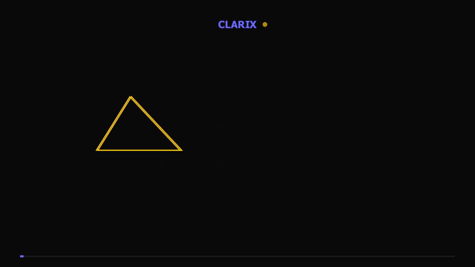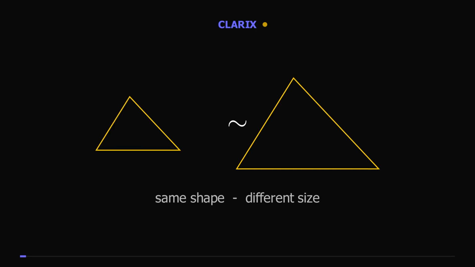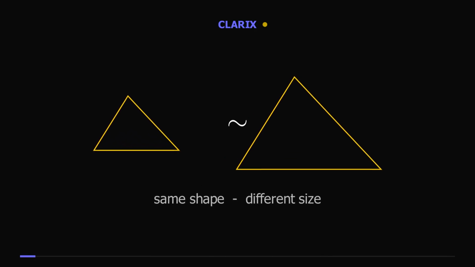Look at any photo on your phone. Shrink it, blow it up. The shape never changes, only the size. That one idea, same shape but different size, is called similarity, and it's the secret behind measuring the height of a mountain without ever climbing it. Today we'll nail down exactly what similarity means, then meet a 2,000-year-old theorem from Thales that quietly powers this whole chapter.